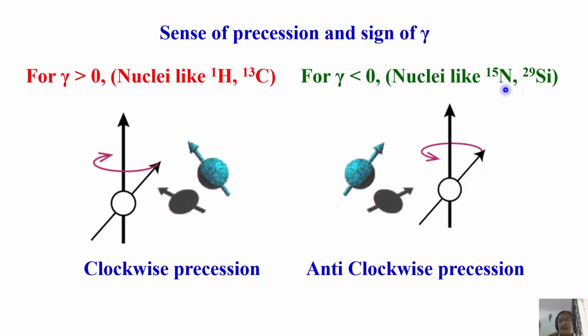For example, nitrogen 15 spins will always rotate in the opposite direction compared to proton and carbon, which have positive gamma. You have to understand this because this concept will be very useful in designing, for example, double quantum or triple quantum forbidden transitions which you want to detect, multiple quantum transitions involving heteronuclei, proton and nitrogen, or carbon and nitrogen. Then the sense of precession will decide the quantum. Okay, that is very important.